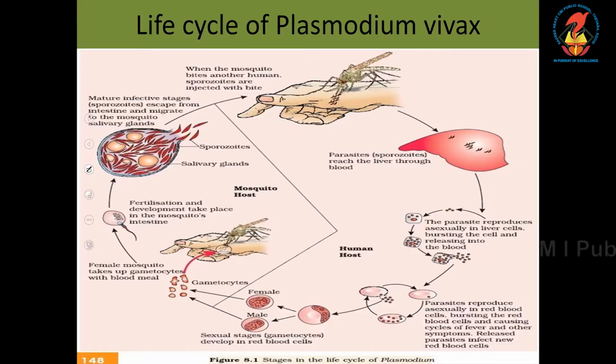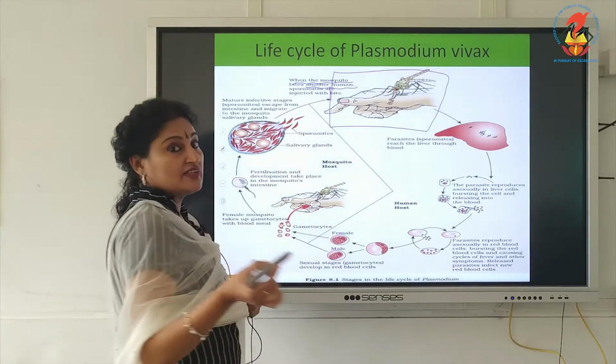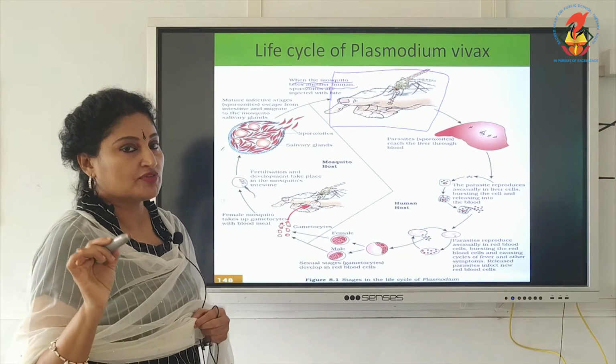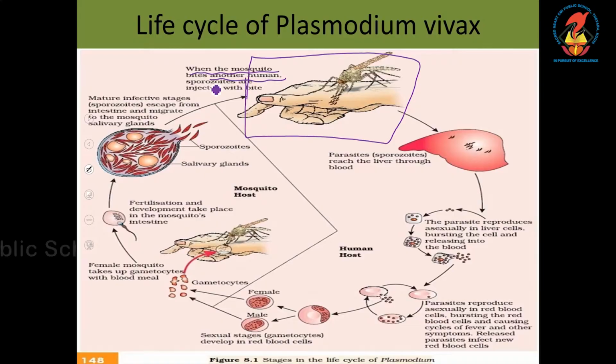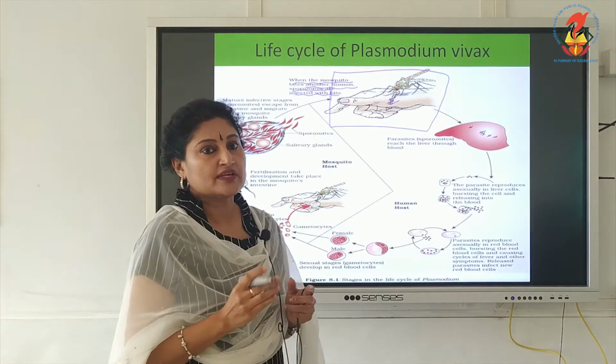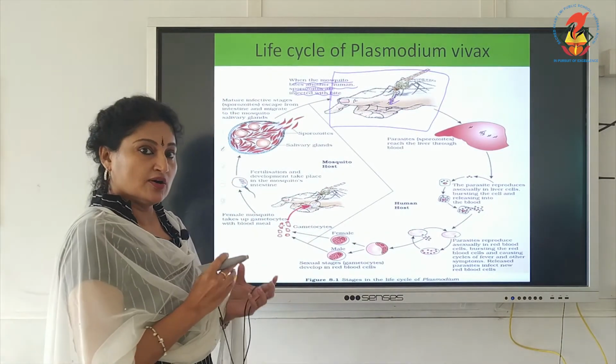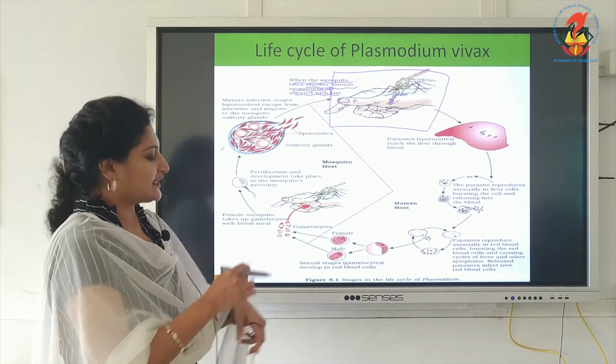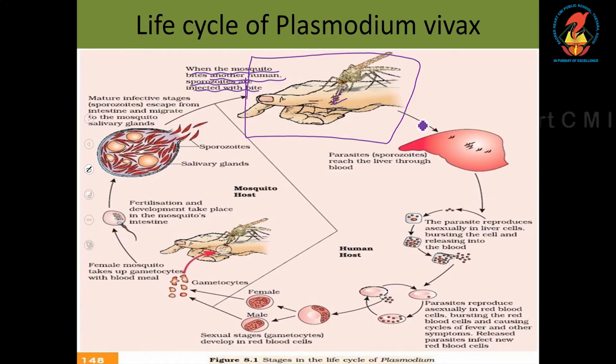First we will start the cycle from this point, which I have highlighted in a rectangle. When a mosquito bites a human and that mosquito is having the sporozoite, the first stage of Plasmodium vivax, it injects the sporozoites into that healthy person. And what are these sporozoites? They are spindle shaped, uninucleated, wriggly forms of this Plasmodium vivax. They get into our bloodstream. Immediately from our bloodstream, they get into the target organ, the liver.